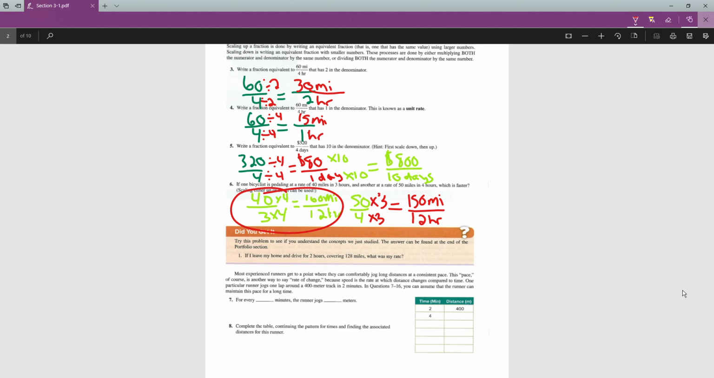One particular runner jogs 1 lap around a 400-meter track in 2 minutes. We're going to assume that their pace stays the same. So for every 2 minutes, the runner jogs how far? 400 meters. So let's use this to complete the table. If they run 400 meters in 2 minutes, how far do they go in 4 minutes? Well, I'm going to double that, so it's going to be 800.